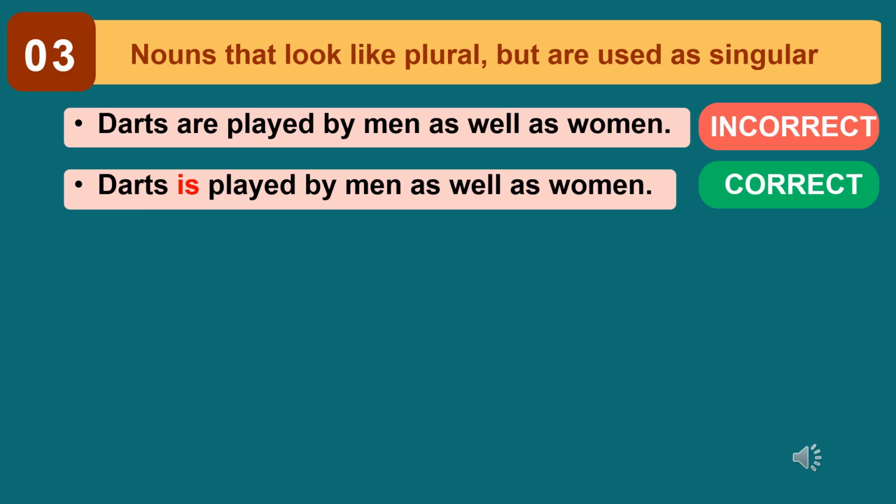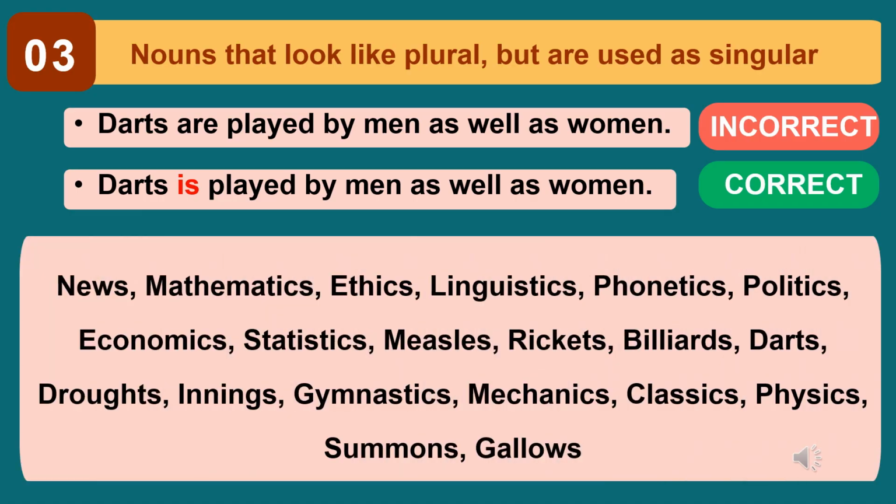Common nouns in this category: subjects and sciences, news, mathematics, ethics, linguistics, phonetics, politics, economics, statistics, physics, mechanics, classics. Games and sports: billiards, darts, gymnastics. Illnesses: measles, rickets. Other: summons, gallows. Remember, if the noun refers to a single subject, game, or idea, it is usually singular, even if it ends with an s.